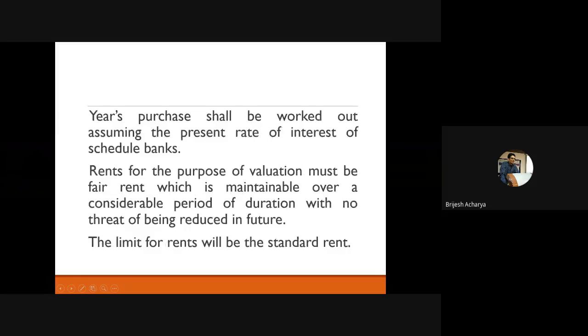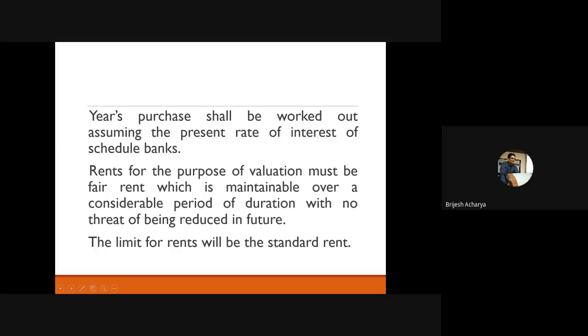The year's purchase shall be worked out assuming the present rate of interest of scheduled banks. If you know that the bank interest currently is 5%. But if you talk of the 90s, the bank interest was some 14%, 16%, etc. So the year's purchase will definitely affect the value of a property, right? So the capitalized value of a property is equal to net rent into year's purchase. Once the bank rates are going down, probably the value of property will also go down with the decrease in the rate of year's purchase, and that will fetch less value from the market.